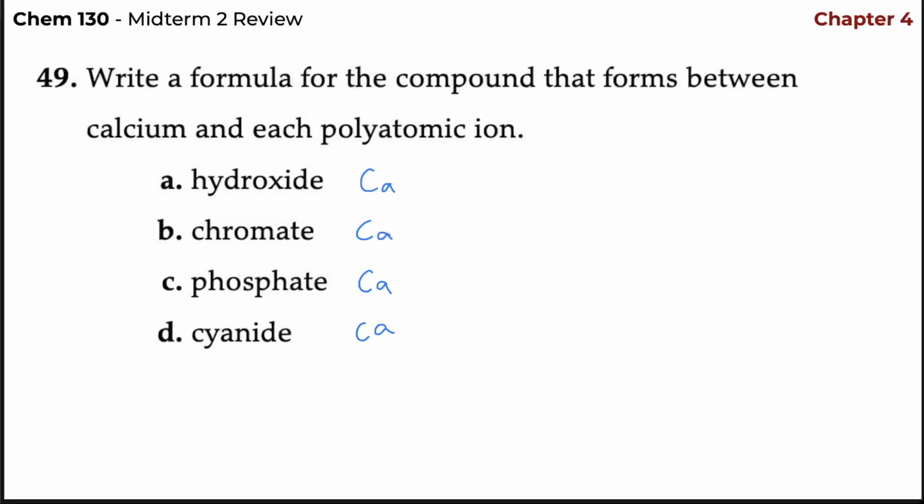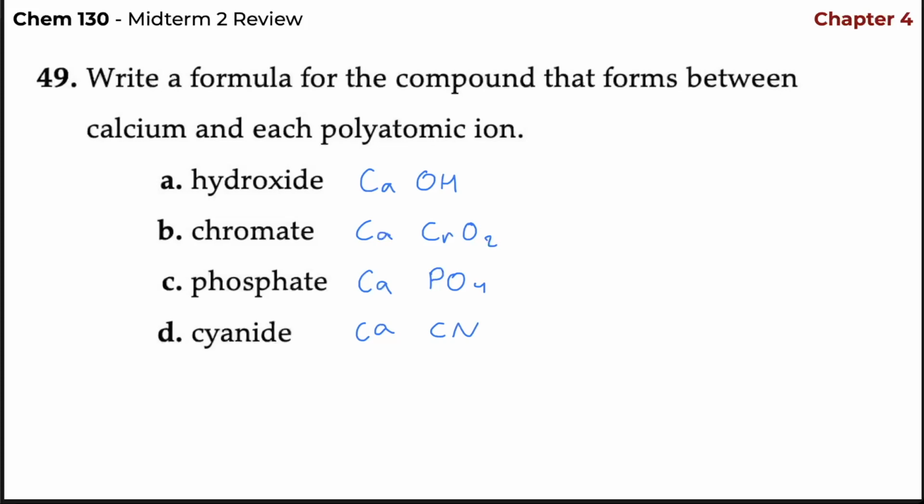So that is OH, and then for the second one, it's chromate, which is CrO4. And for the next one is phosphate, which is PO4. And then for the next one, it's cyanide, which is CN.